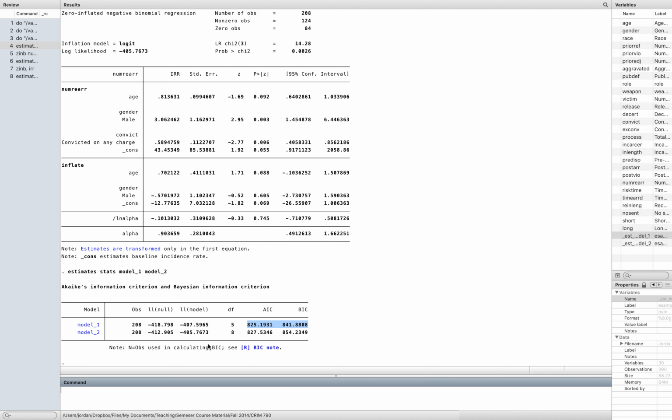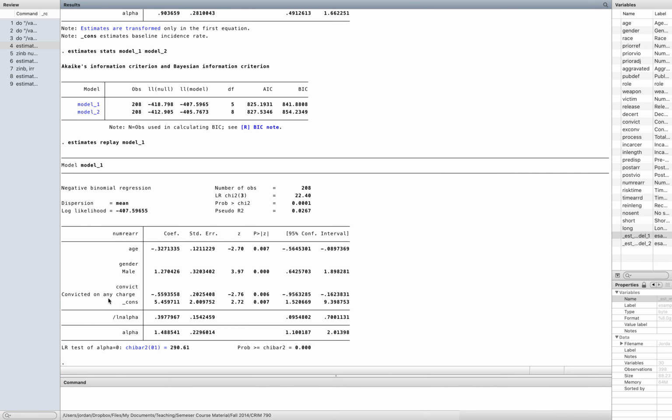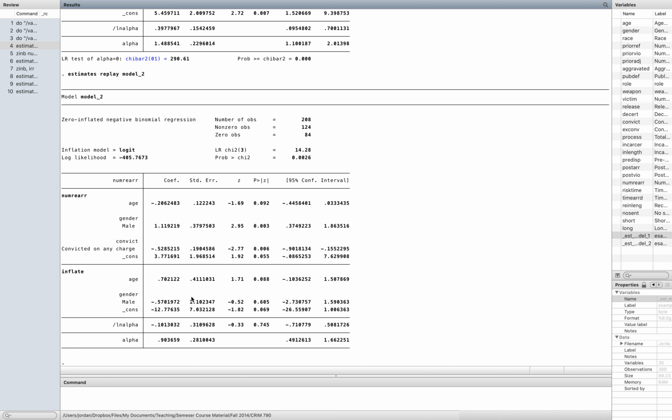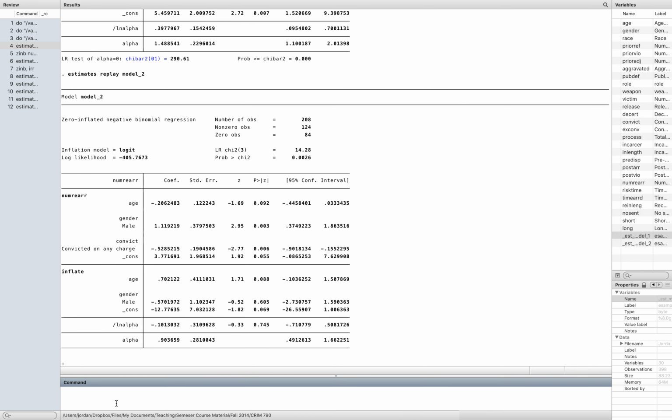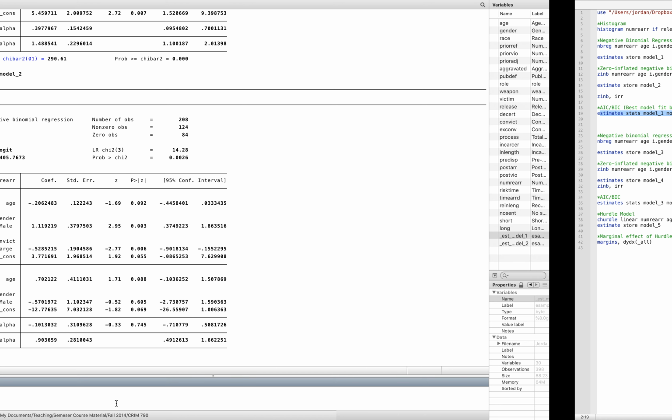And by the way, just to play around a bit, if you wanted to bring the data back and actually see what the data was, if you wanted to pull up model 1 again, you can just click on model 1 here. And there's model 1. If you want to bring up model 2, just click on model 2. You see what the syntax is, which is estimates replay model 1, estimates replay model 2. You see that stuff is there. So that's how you do zero-inflated negative binomial regression.